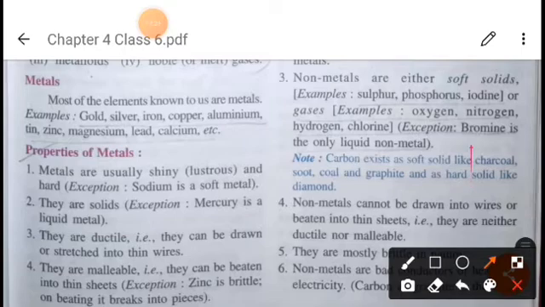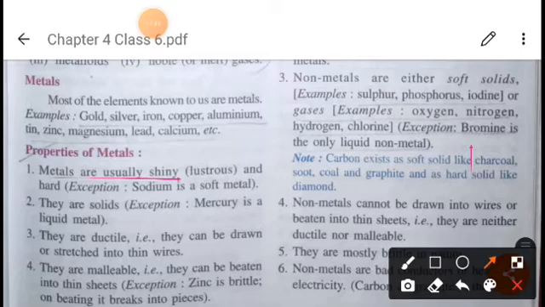So what are the properties of metals? First of all, the first property is that metals are usually shiny. As you have seen, gold shines very much, right? Gold, aluminum, copper, you have seen that, right? Zinc, it shines. So metals are usually shiny, or we can say lustrous in nature, except that we will see that sodium metal is not shiny.